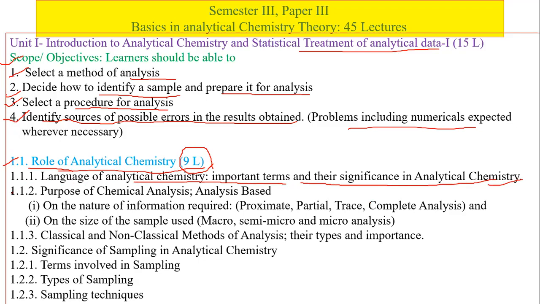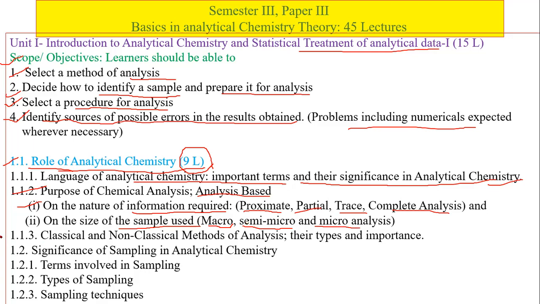After that we are going to learn the purpose of chemical analysis. The purpose is based on two things: first, the nature of information required, and second, the sample to be taken for the analysis. On the basis of information required, you will study proximate, partial, trace, and complete analysis. On the basis of sample used, you will study macro analysis, semi-micro analysis, and micro analysis. Here the amount of sample undertaken for the study is considered.